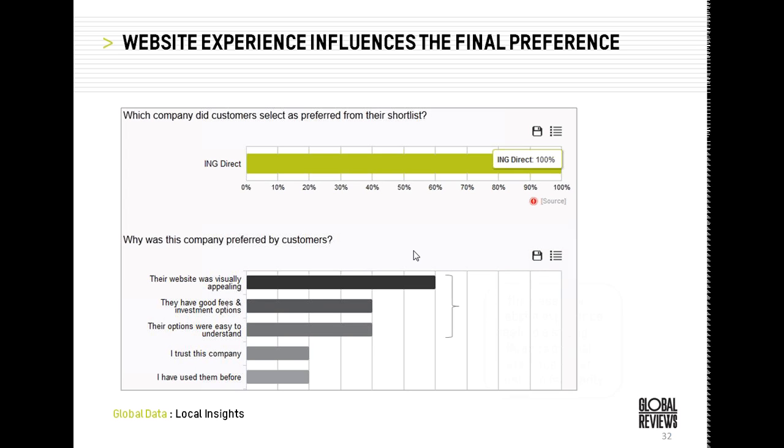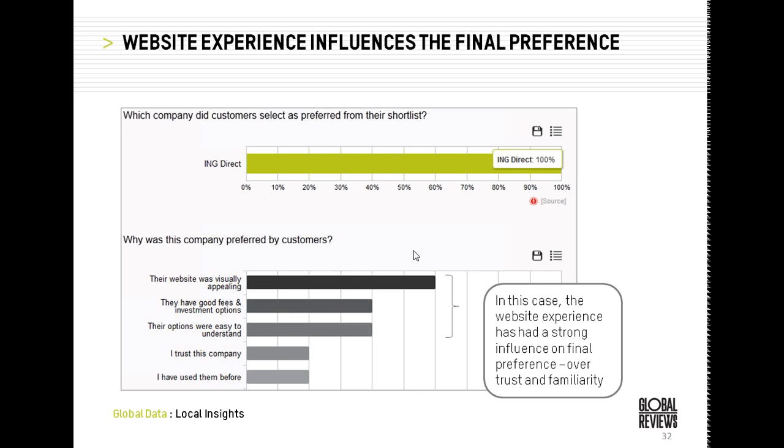These reasons are stated over the trust and the familiarity of the brand, which means that the experience you give on the website has a huge influence on the final preference as well. It's not just about the brand, it's not just about being found in search, it's also the experience you give them once they visit and look around to see whether your offering is compelling.